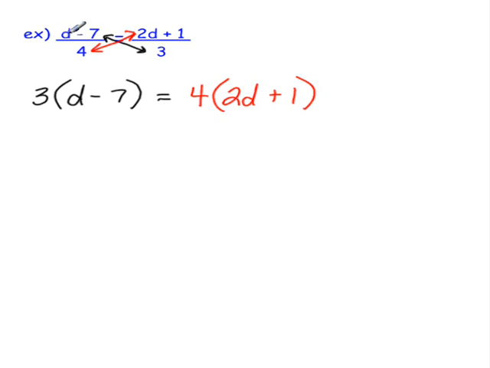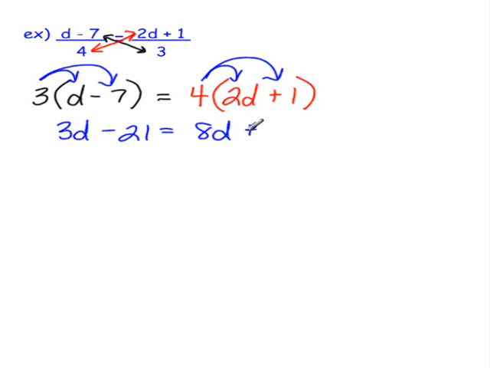When there's more than one thing in a numerator or a denominator, I'm going to use parentheses to keep that quantity all together. And now you should see in this equation that we're going to have to use the distributive property. Let's distribute. 3 times d is 3d. 3 times negative 7 is negative 21. 4 times 2d is 8d. 4 times 1 is 4.